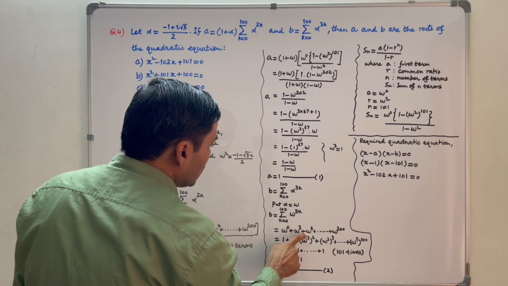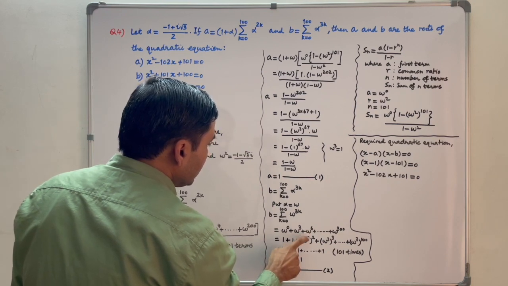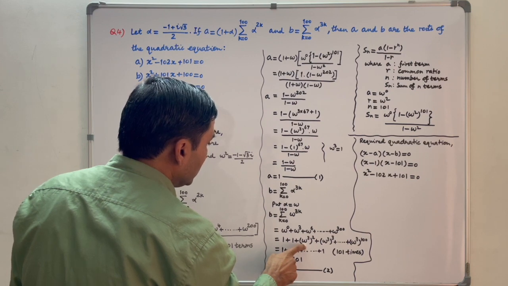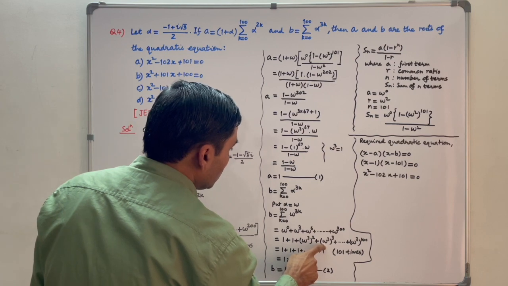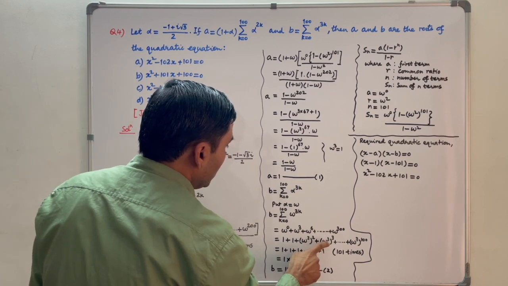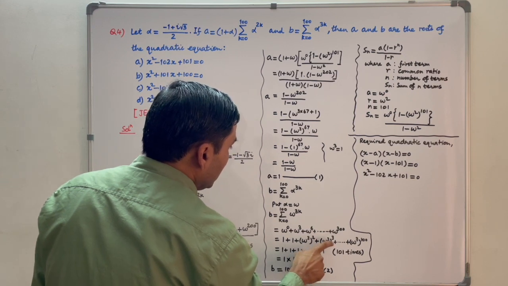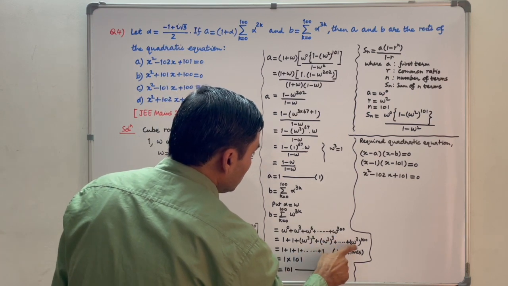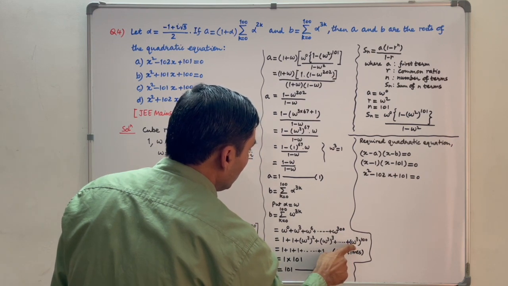Third term is omega to power 6, so it can be written as omega cube whole square, and value of omega cube is equal to 1. So third term will also be 1. Fourth term is omega to power 9, so it can be written as omega cube whole cube. So it will be 1. Last term will be omega cube to power 100. Omega cube is 1. So again last term will also be 1.